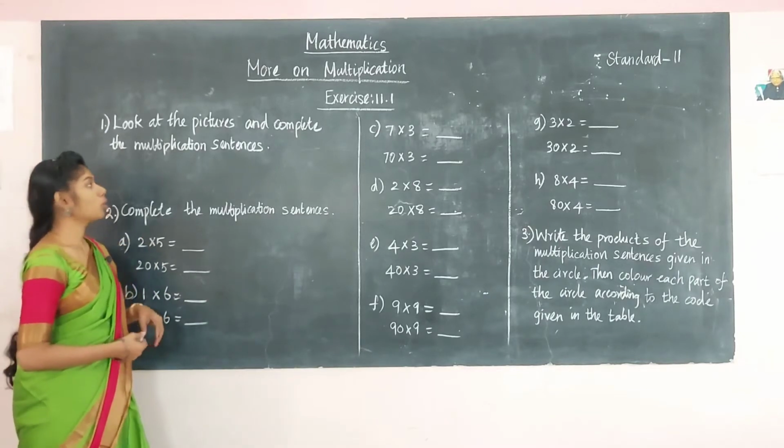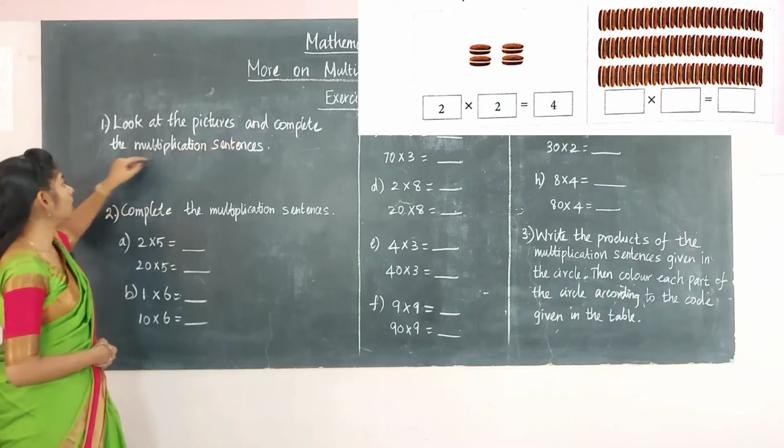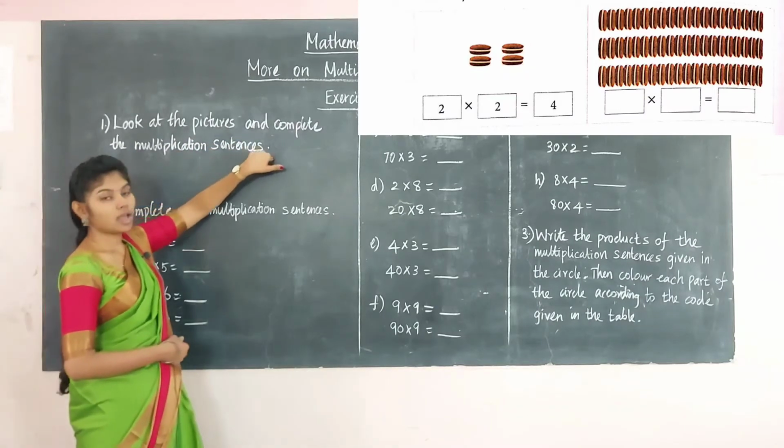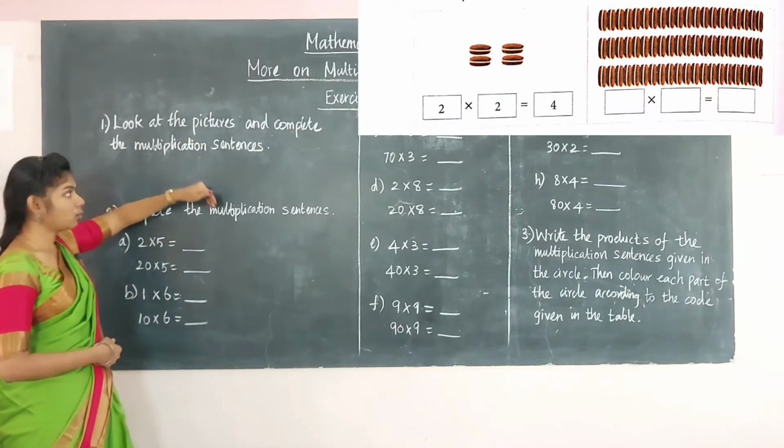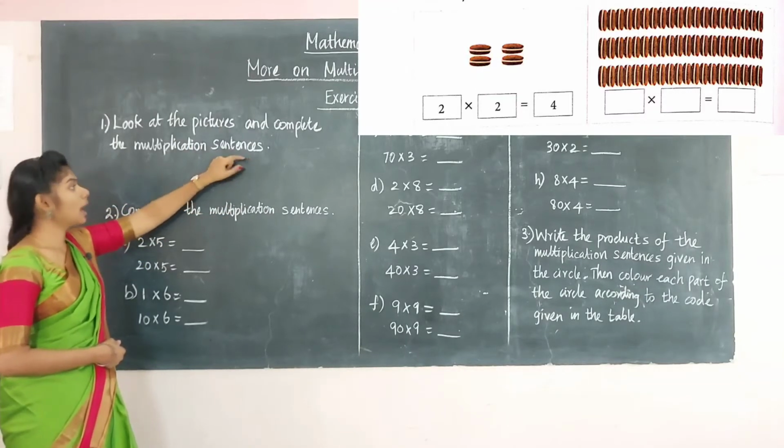So in this exercise you will see this only. Now see exercise problem 11.1. The first one is: look at the pictures and complete the multiplication sentence. See the picture and you have to write the multiplication sentence. This is what they have given here, and see the picture.